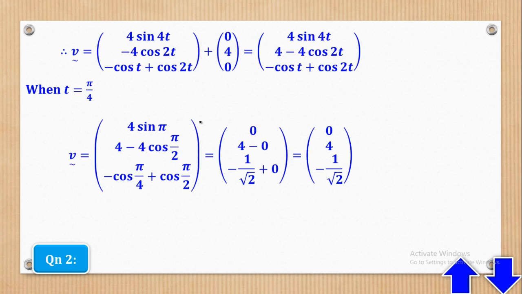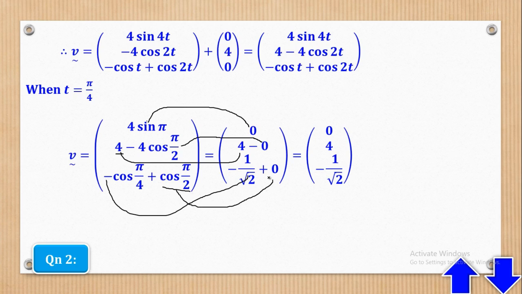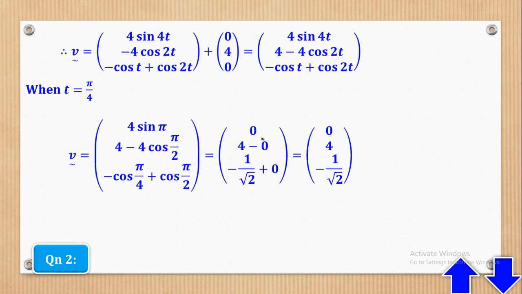Now that I use the calculator, I realize that sin pi is equal to 0, so 0 times 4 is 0. Then cos pi over 2 is equal to 0, therefore 4 times 0 is 0, but there is still this 4, so we put it here. Then cos pi over 4 is the same as 1 over root 2, but there's a negative, so we'll come up with negative 1 over root 2. Then cos pi over 2 will give me 0. Now when I simplify this, I come up with 0, 4, and negative 1 over root 2.